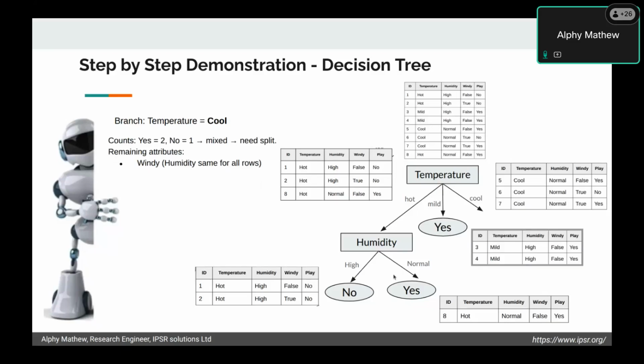Our cool branch. Then what happens to our cool branch? This is our cool branch. We haven't added any split here. This is incomplete here. And this is our cool branch dataset. Okay.